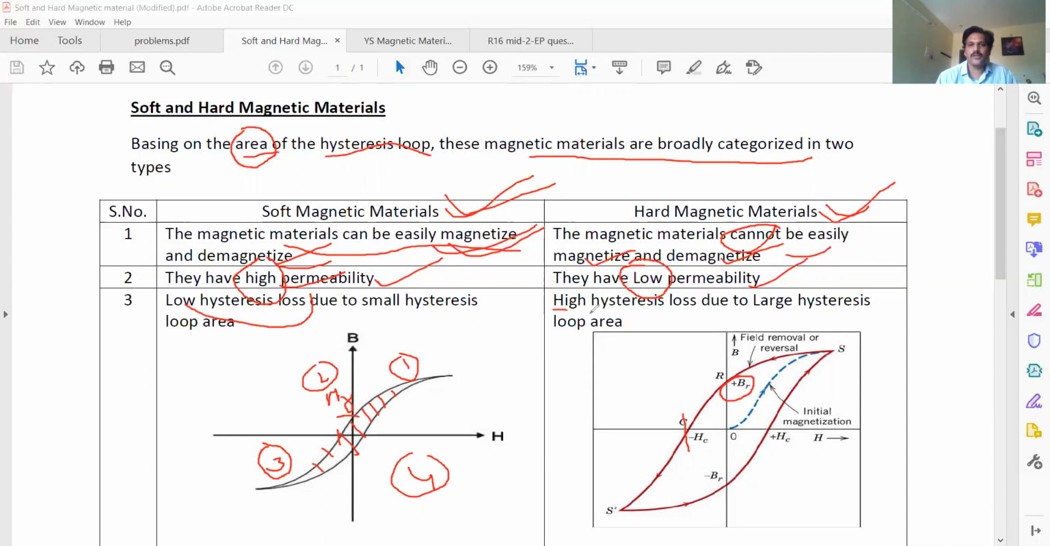In hard materials, for the high hysteresis loss, we need a lot of energy to demagnetize and magnetize again. That's why the loop area is very high. That's why there is high hysteresis loss due to large hysteresis loop area.